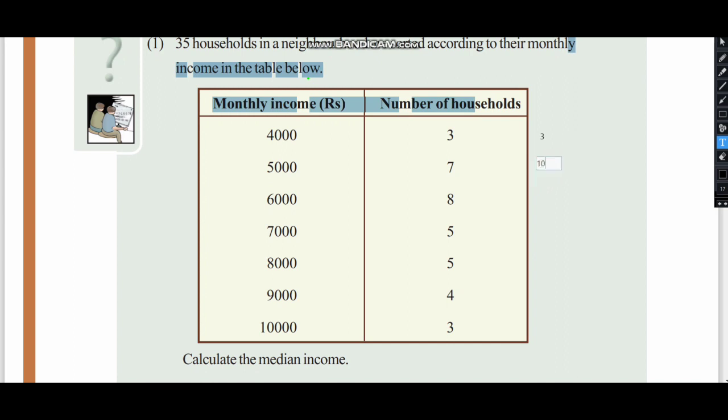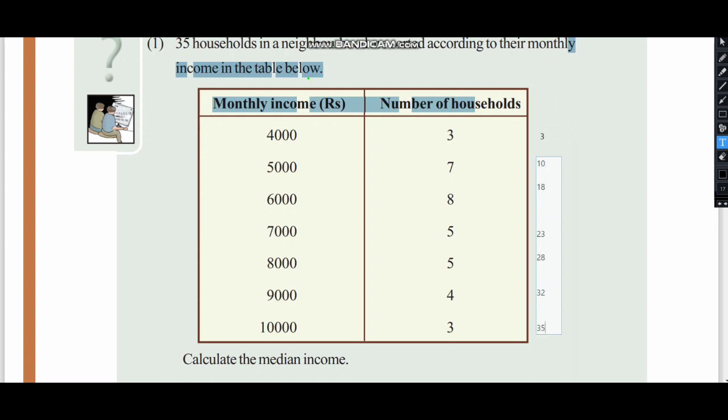Then what about the next? That is 7. 7 plus 3 plus 7 is equal to 10. Then 10 plus 8 is equal to 18. Next, 18 plus 5 is equal to 23. Then 23 plus 5 is equal to 28. Then 28 plus 4 is equal to 32. Then 32 plus 3 is equal to 35.